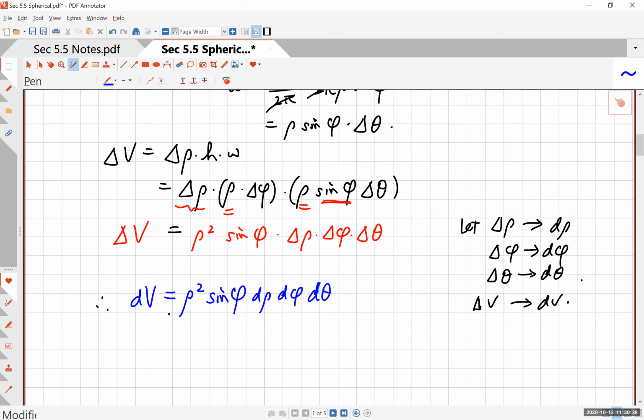All right, use that anytime you try to find a triple integral in spherical coordinates: replace that dV with rho squared sine phi d rho d phi d theta. Okay, that's it for this lesson.